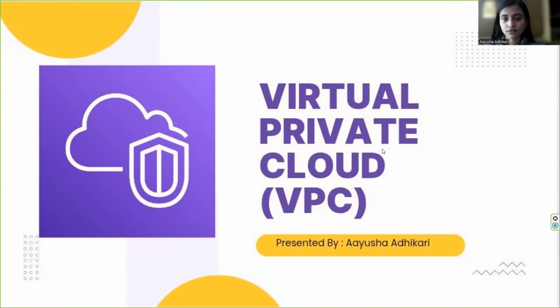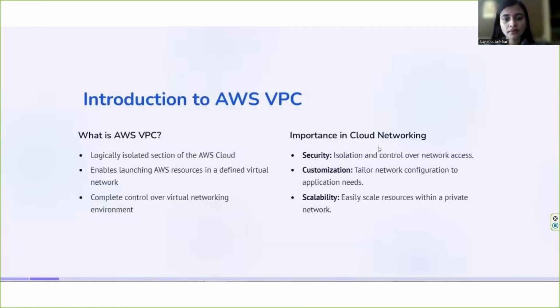What exactly is a virtual private cloud? A virtual private cloud is a logically isolated network within AWS. It allows you to launch AWS resources like EC2 instances, RDS databases, and more inside a private network, just like houses inside a gated community. Think of it as your own private data center inside AWS where you can deploy and secure your resources.